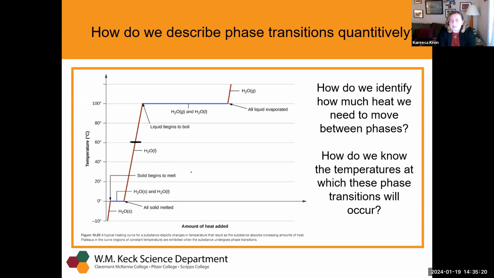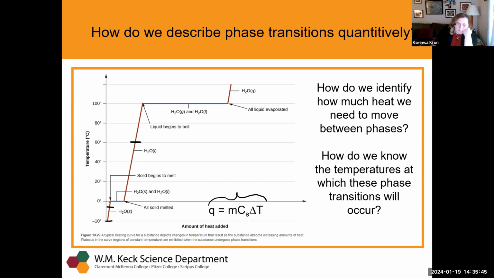Last semester, we did talk a little bit about how if you have a particular phase of a material like solid ice, we can describe how temperature could change between maybe -3 degrees and -10 degrees. And we use this equation, which you may or may not recognize, where we have the mass, the specific heat of the material we're discussing, and the change in temperature.